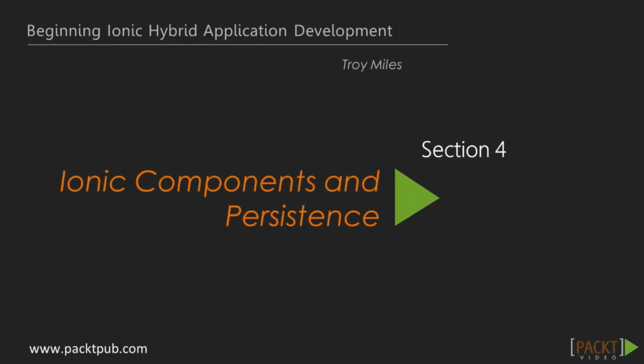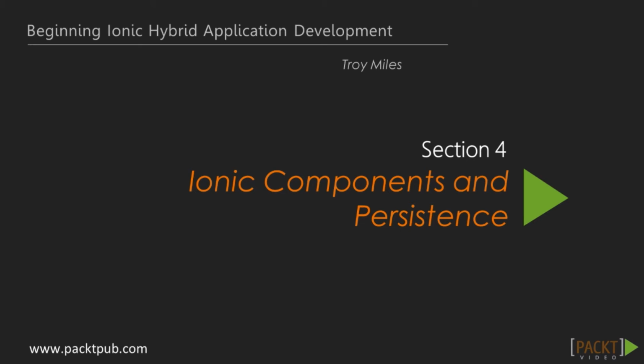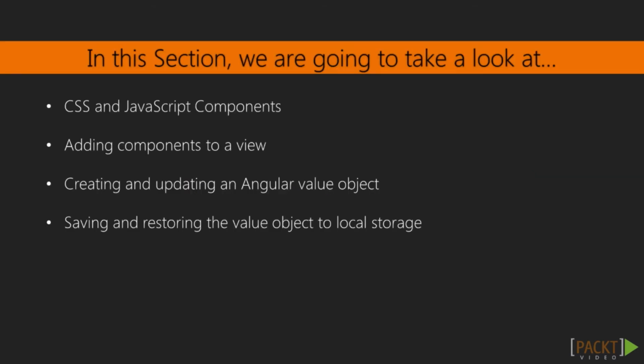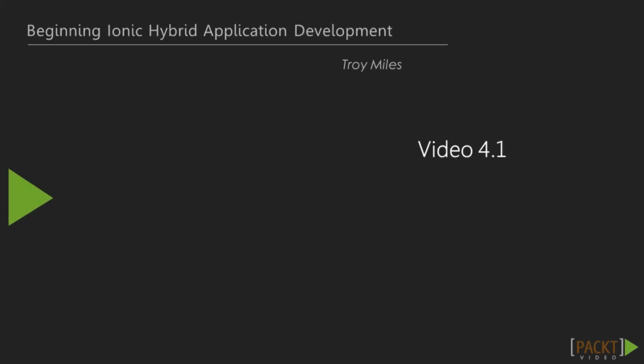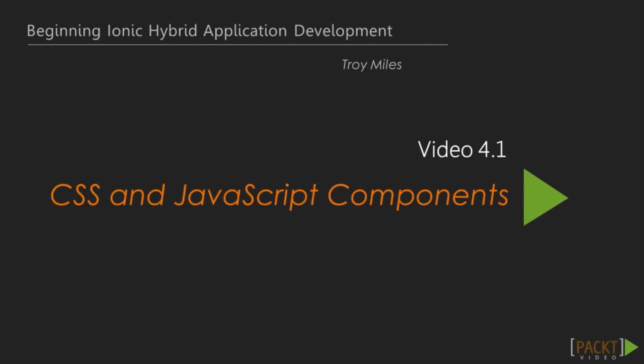Hi, and welcome back to Beginning Ionic Hybrid Application Development. In our last section, we got into the basics of Angular services, making Ajax calls, and adding infinite scroll and refresh elements. In this section, we'll take a look at the CSS and JavaScript components, adding components to a view, creating and updating an Angular value object, and saving and restoring the value object to local storage. This is video 4.1, CSS and JavaScript components.